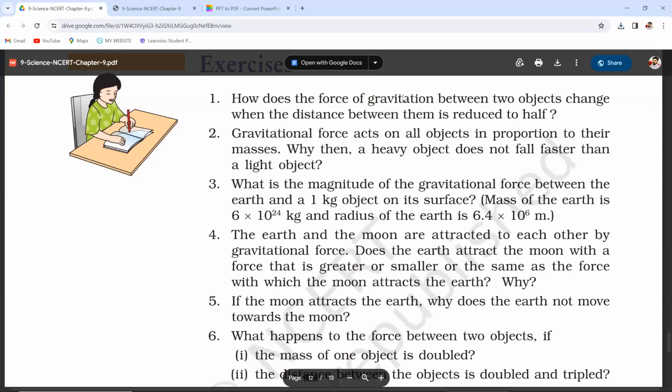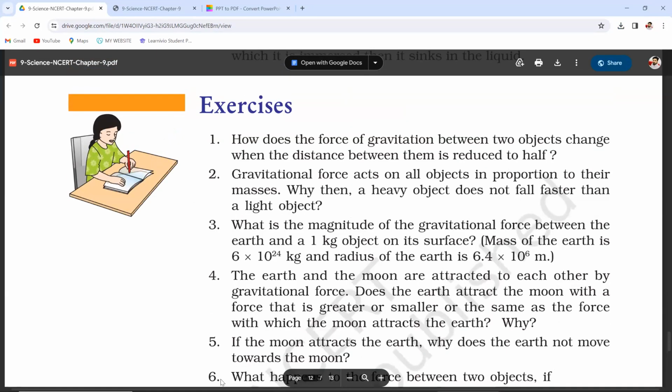So what is being given to you here is the magnitude of the gravitational force. First of all, what is the magnitude of gravitational force given to you? Let me explain to you.